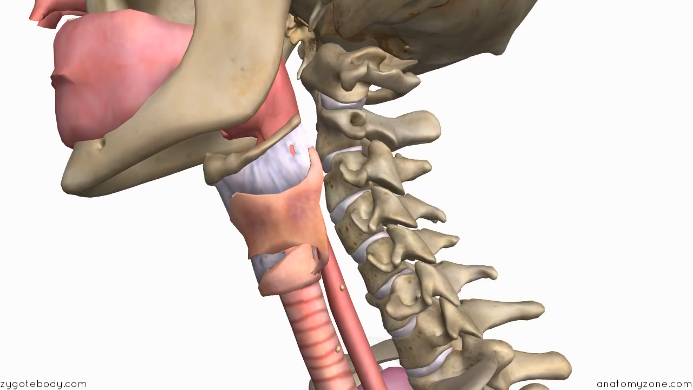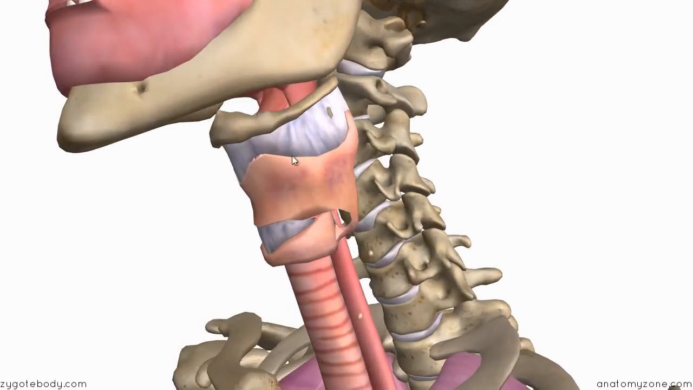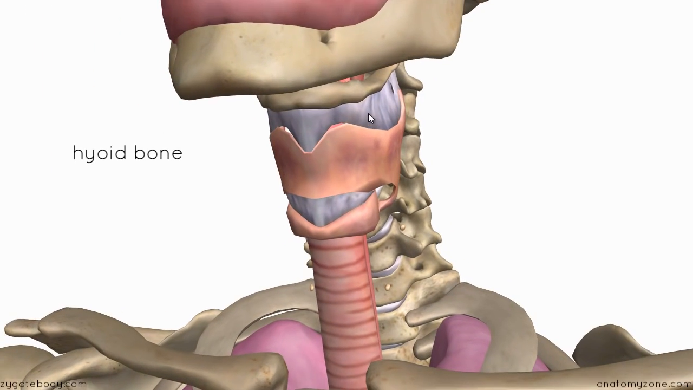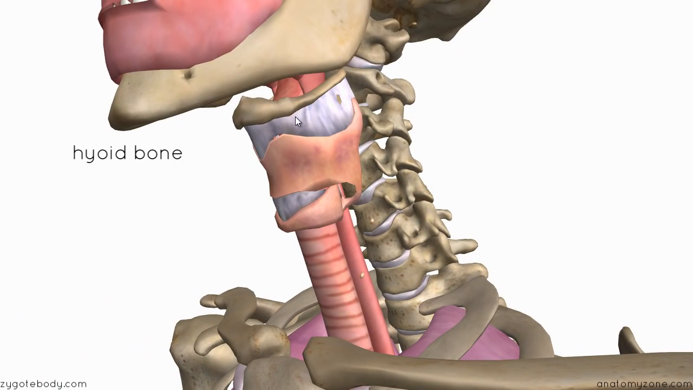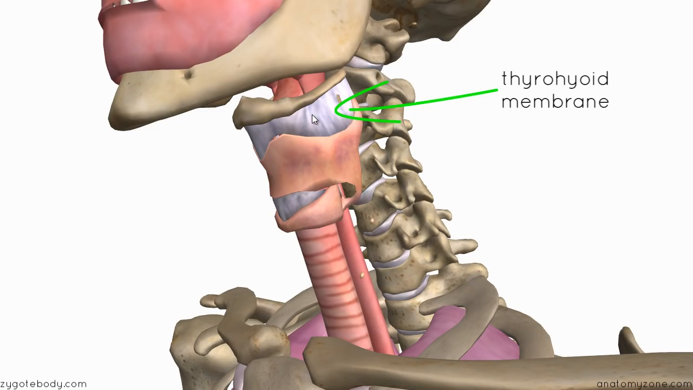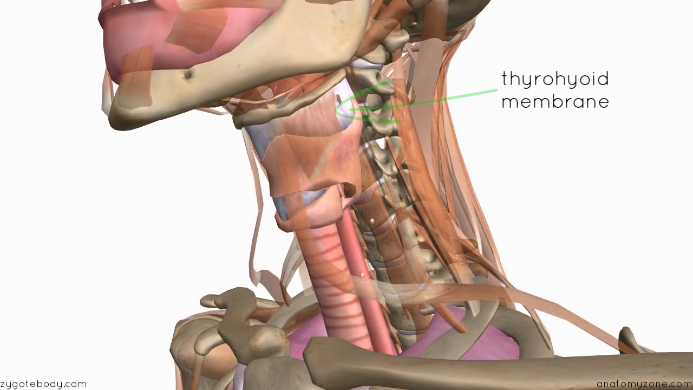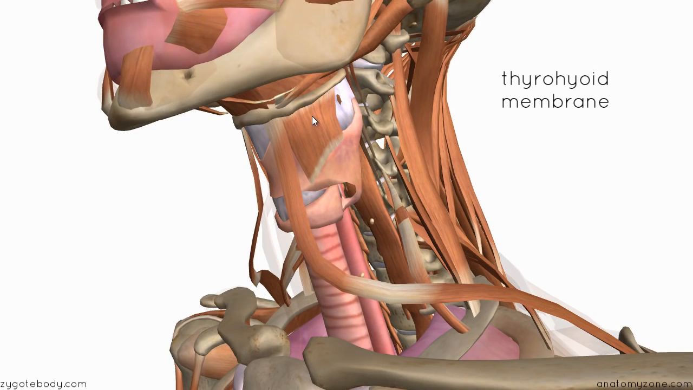Before I talk about the cartilages, it's probably worth mentioning the relationship of the larynx to the hyoid bone. So if I just bring in the bones, you can see the hyoid bone here, and I've done a tutorial on this bone itself, but you can see this membrane from which the thyroid cartilage is suspended. So this is called the thyrohyoid membrane. And if I just bring in the muscle layer, there's a muscle which is quite important as well, because this connects from the hyoid bone to the thyroid as well. So this is the thyrohyoid muscle.